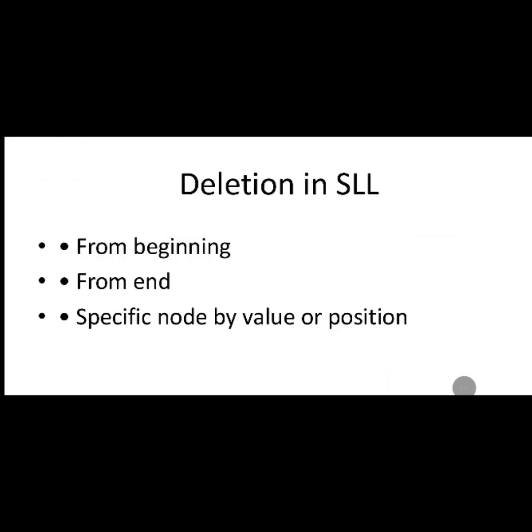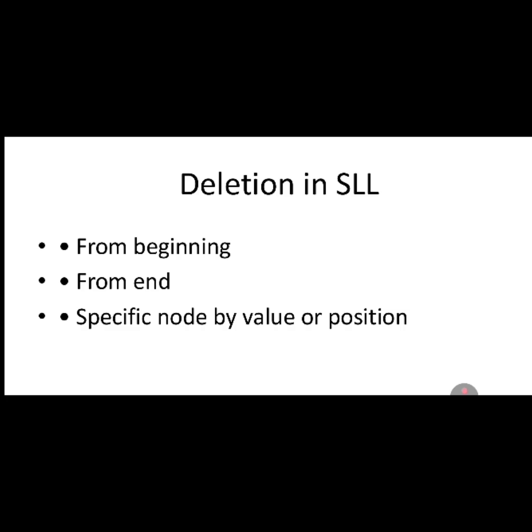Then the next slide is about deletion in singly linked list. Here also we have three parts: deletion from beginning, deletion from end, and deletion at a specific node by value or position. Deletion from beginning consists of the following steps. Update head to point to the next node and delete the first node.